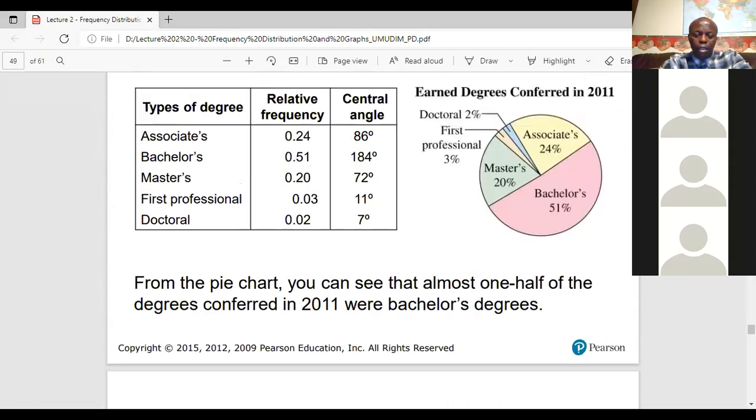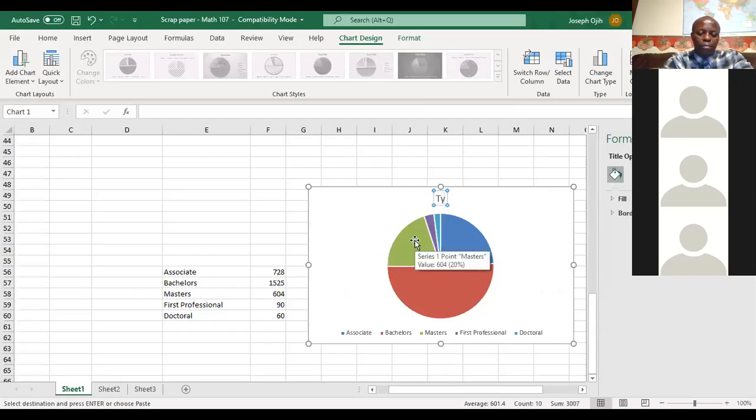Okay, I'm taking it back here. Degrees, type of degree. Degrees conferred in 2007. Okay, you can see each color. See, bachelor's is the red color. Associate is the blue color. Then light blue is the doctorate. Then green is the master's.